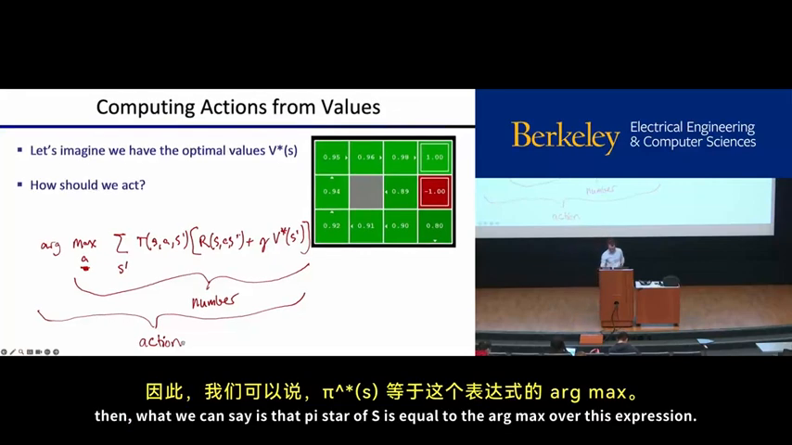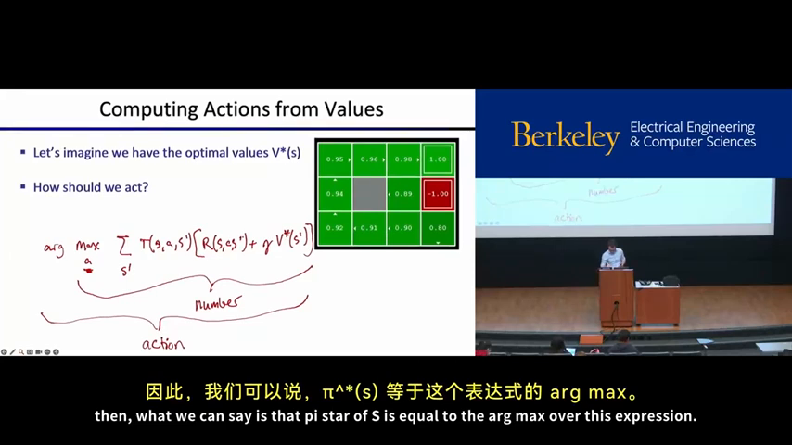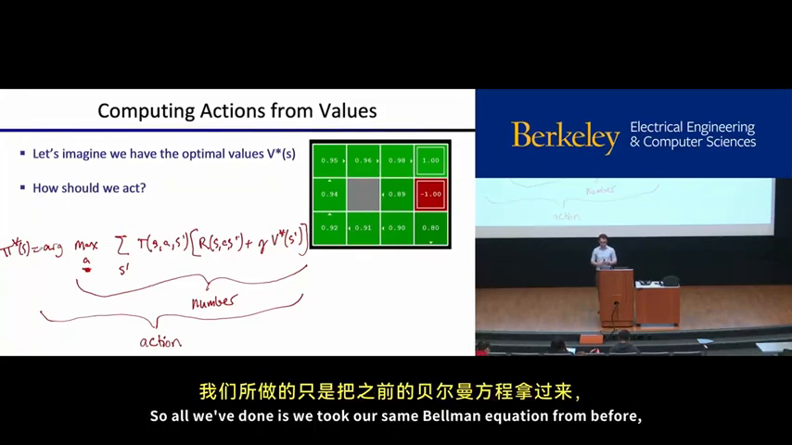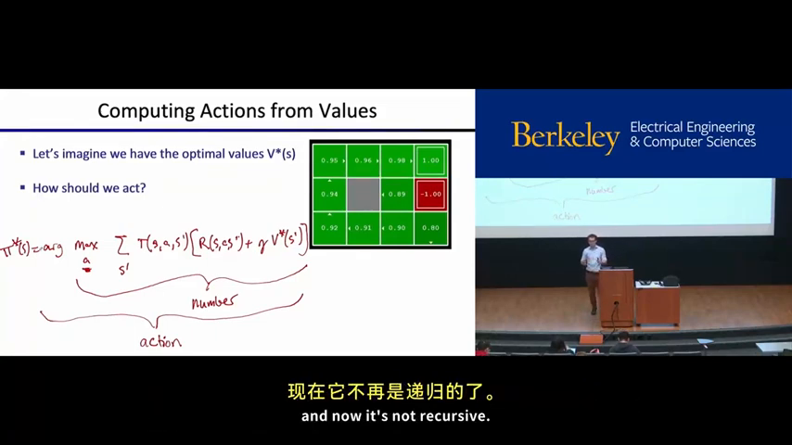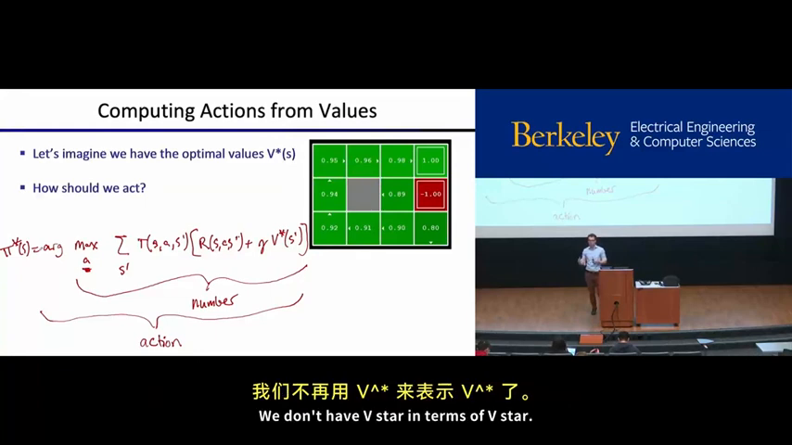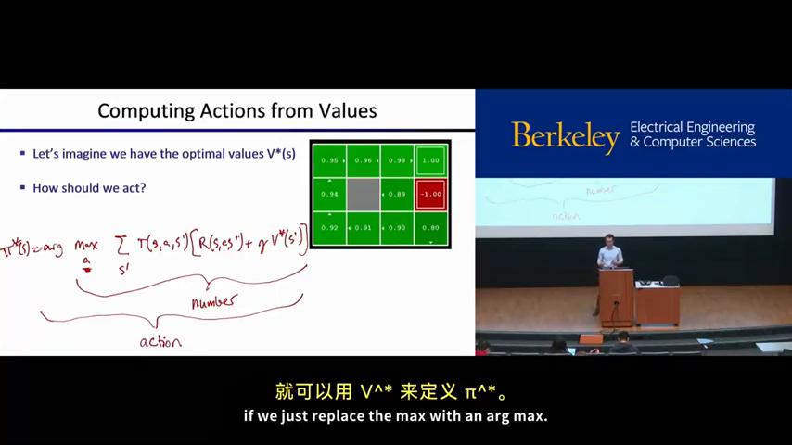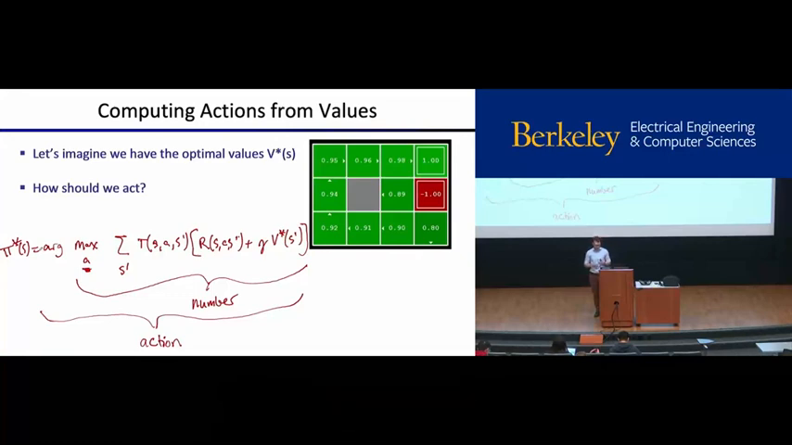So then what we can say is that pi star of s is equal to the argmax over this expression. All we've done is we took our same Bellman equation from before, and now it's not recursive. We don't have V star in terms of V star. We're saying we can define pi star in terms of V star if we just replace the max with an argmax. Very simple change. Okay?